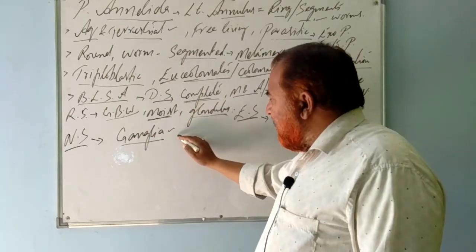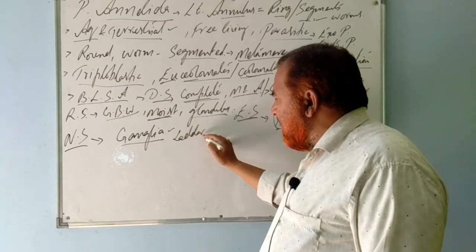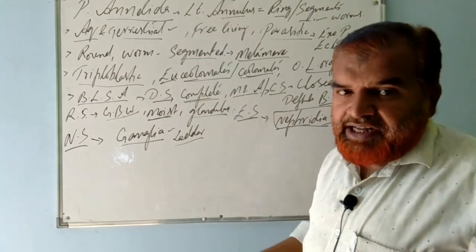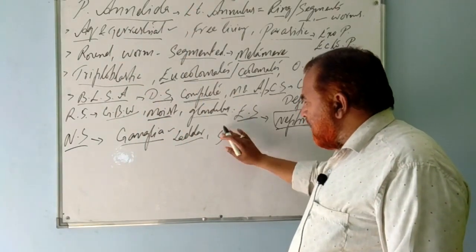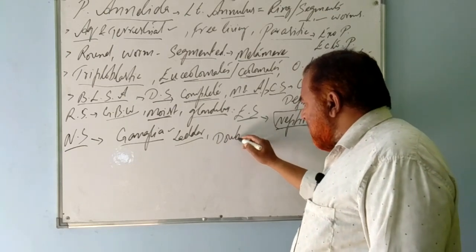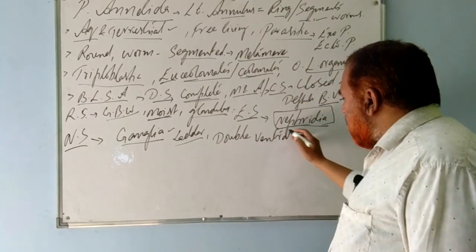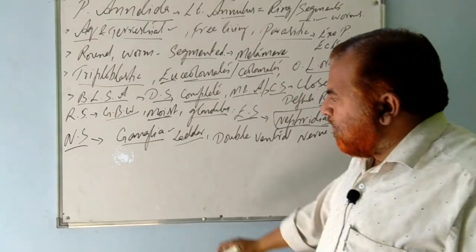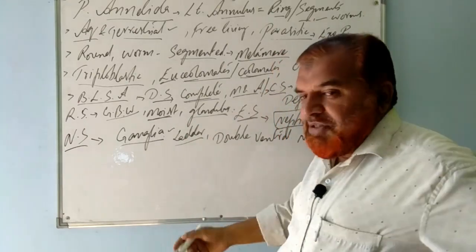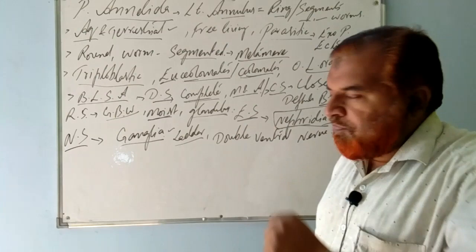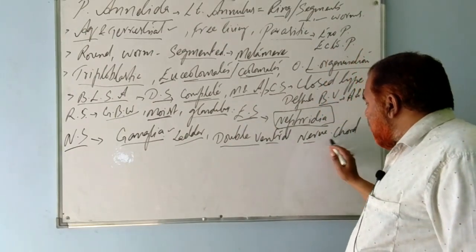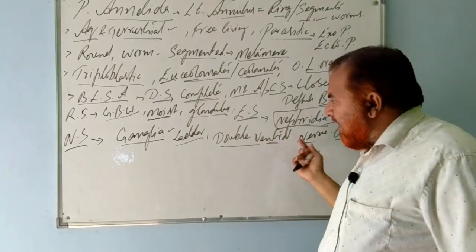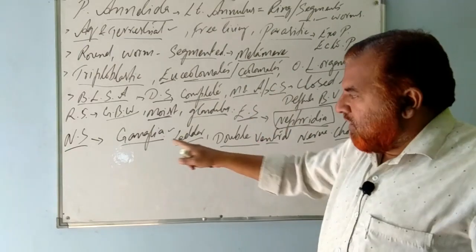Having ganglia, ladder type. What do you mean by ladder? What we call in our local language a ladder, to climb up. And it has a double ventral nerve cord. The nervous system is of ladder type because it spreads throughout the body. Double, two, ventral, towards the lower side. The nerve cord carries out the function of the nervous system, nerve impulses, right?